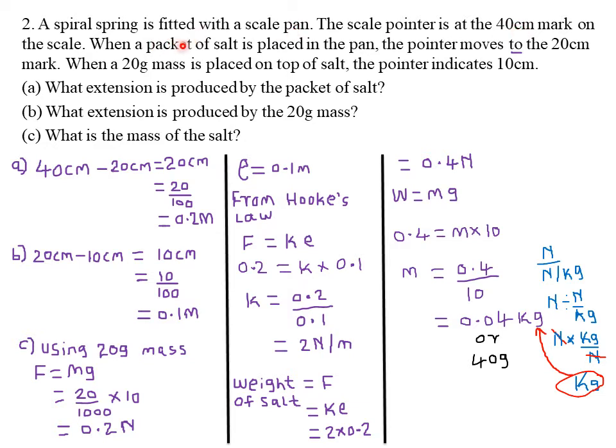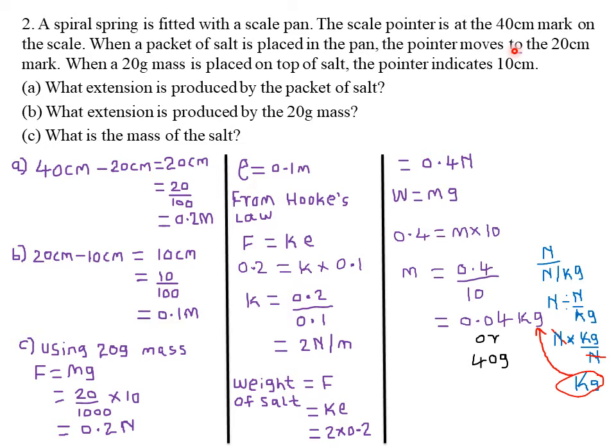But when a packet of salt is placed on the pan, so remember now the weight is due to the weight of the pan and the weight of the salt. So when the salt is being added on the pan, the pointer moves to 20 centimeter mark. So that means the spring is stretched by 40 centimeter minus 20 centimeter. So again, be careful with this term. So the initial was 40 centimeter, or where the spring was stretched from, then it was stretched to 20 centimeter. If it is stretched by, then that means the by is already the extension.